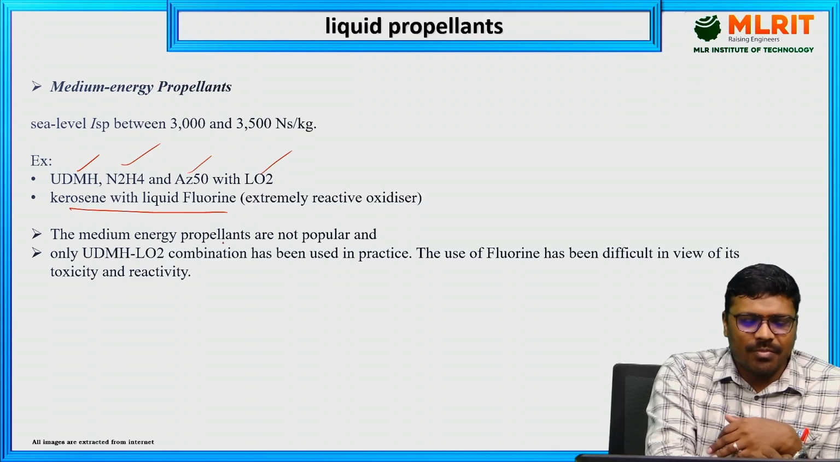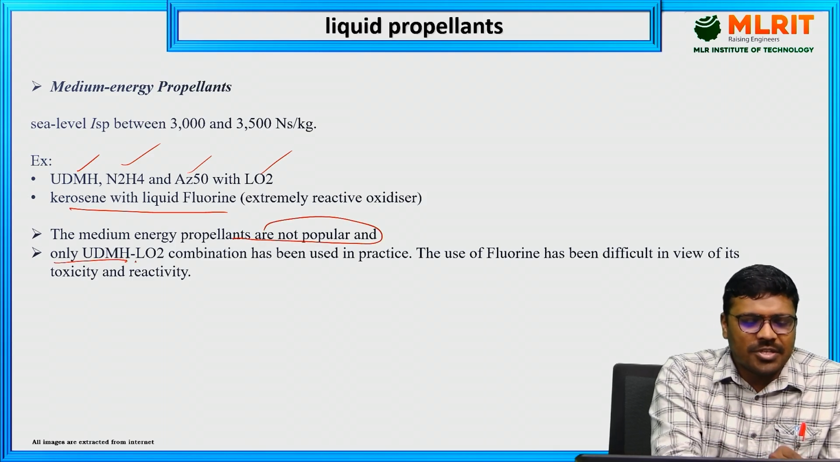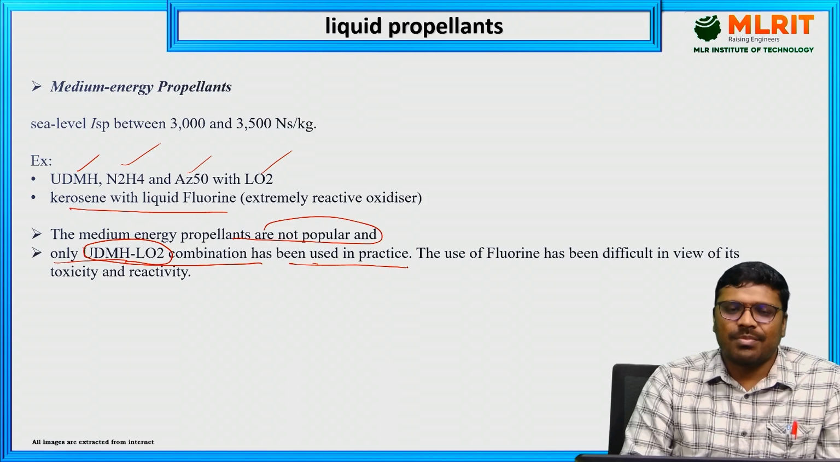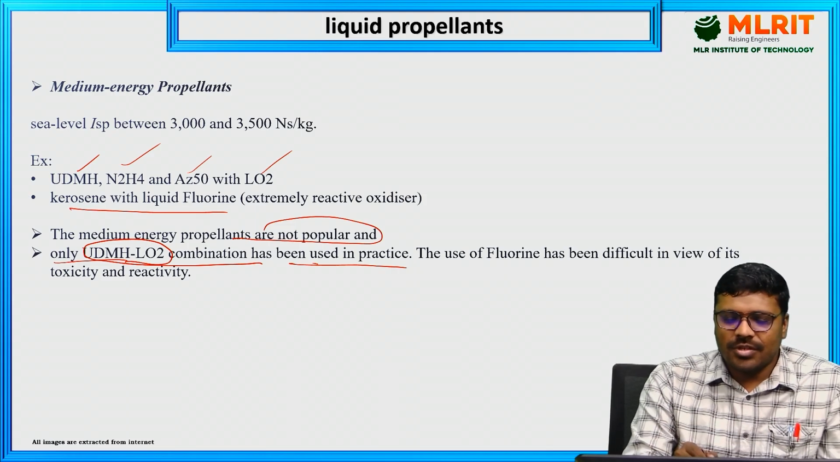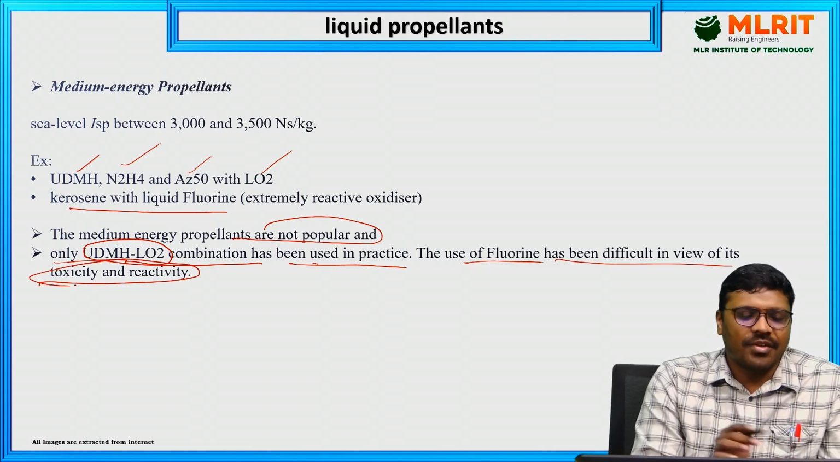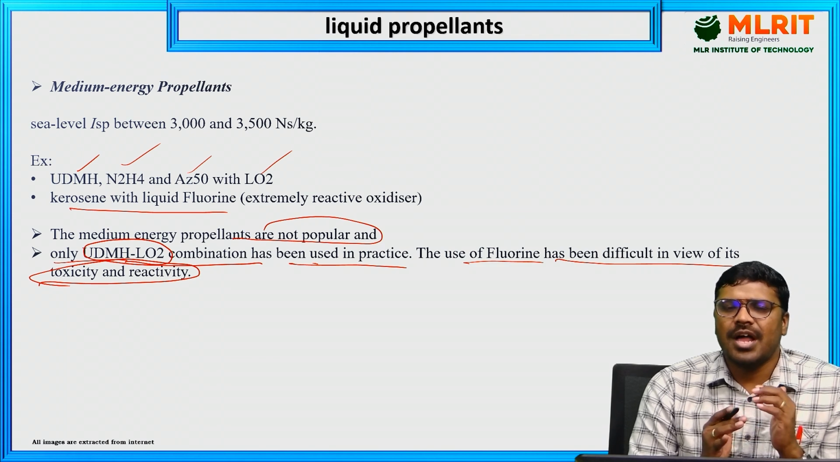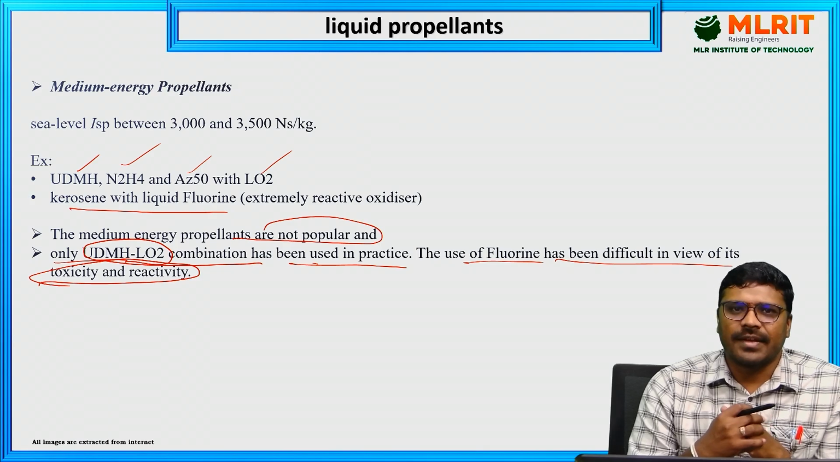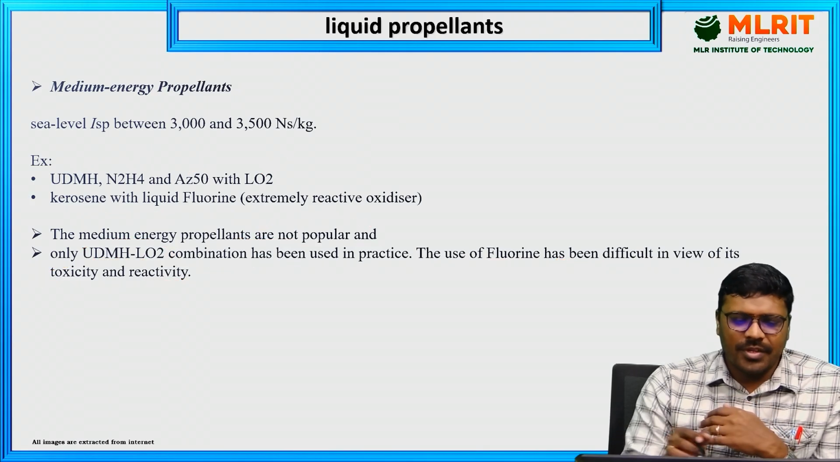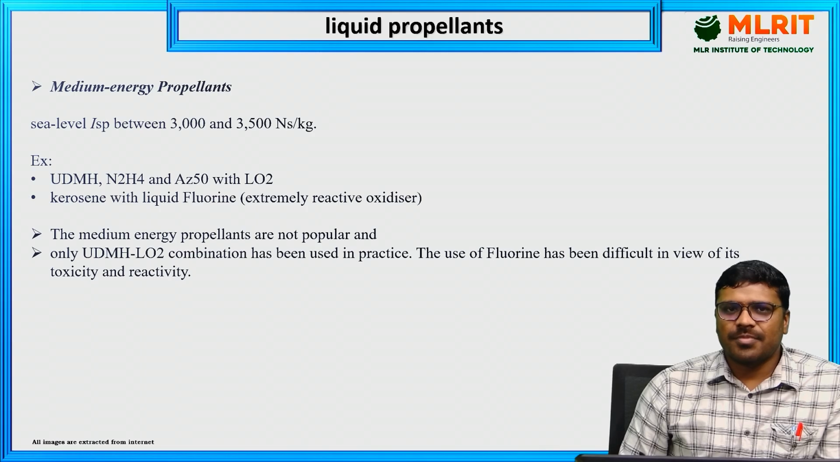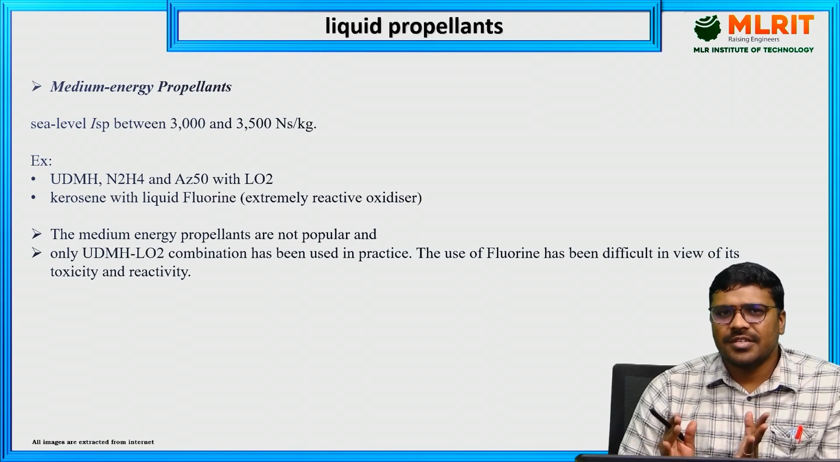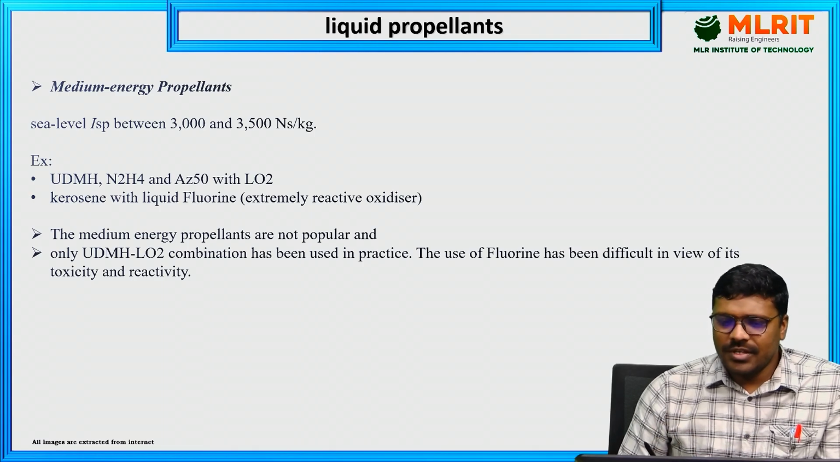The medium energy propellants are not popular, and only the UDMH with LO2 combination has been used in practice compared to the other propellants. The use of fluorine is difficult in view of its toxicity and reactivity. Fluorine is generally a toxic substance, so we try to avoid fluorine as much as possible for any application. Only the UDMH with liquid oxygen combination is used in some practices.